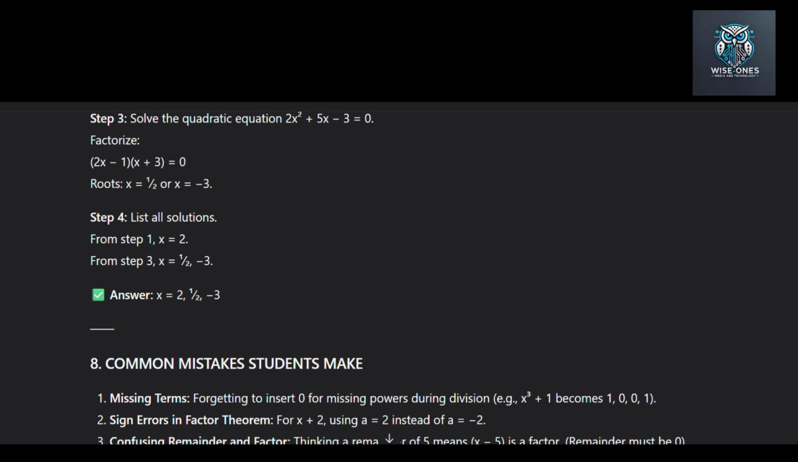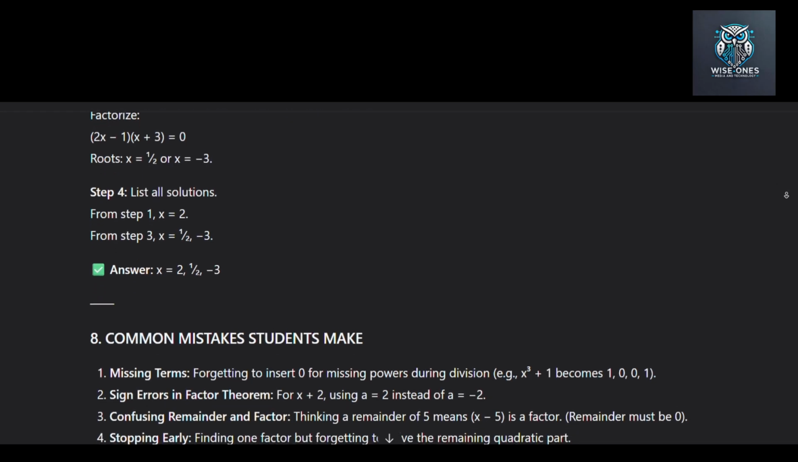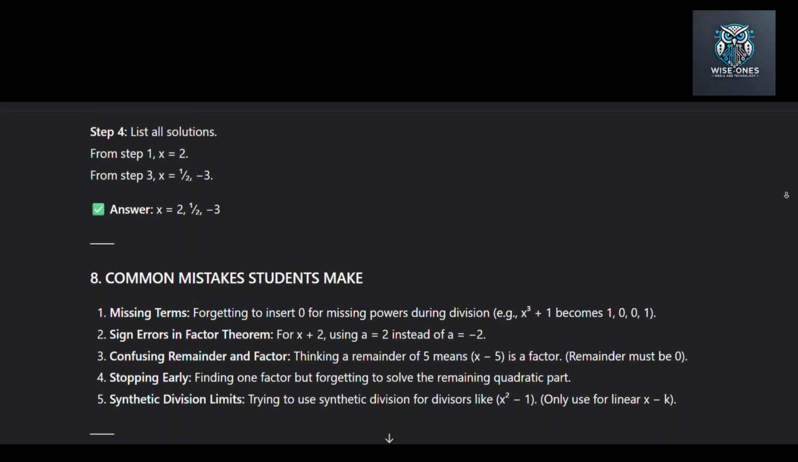Step 4. List all solutions. From step 1, we found x = 2. From step 3, we found x = 1/2 and x = -3. The answer is x = 2, 1/2, and -3. Always list all 3 roots for a cubic equation.